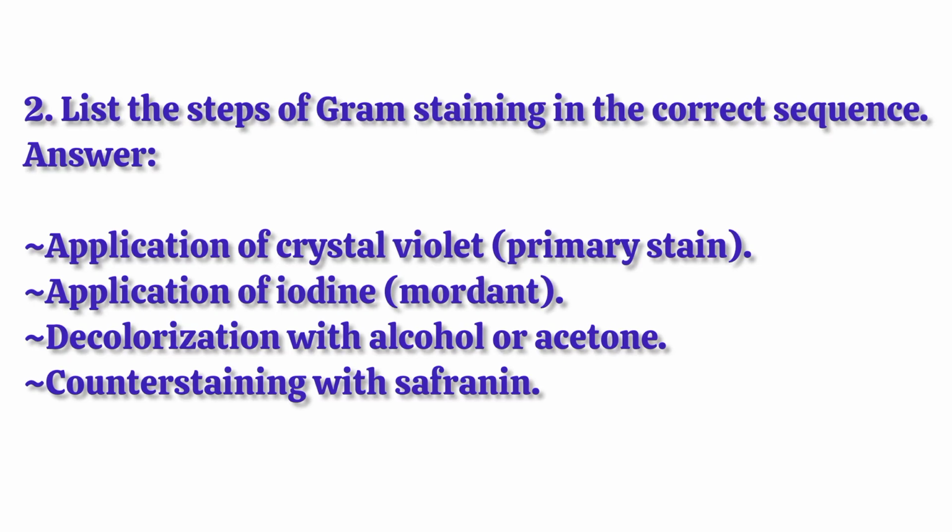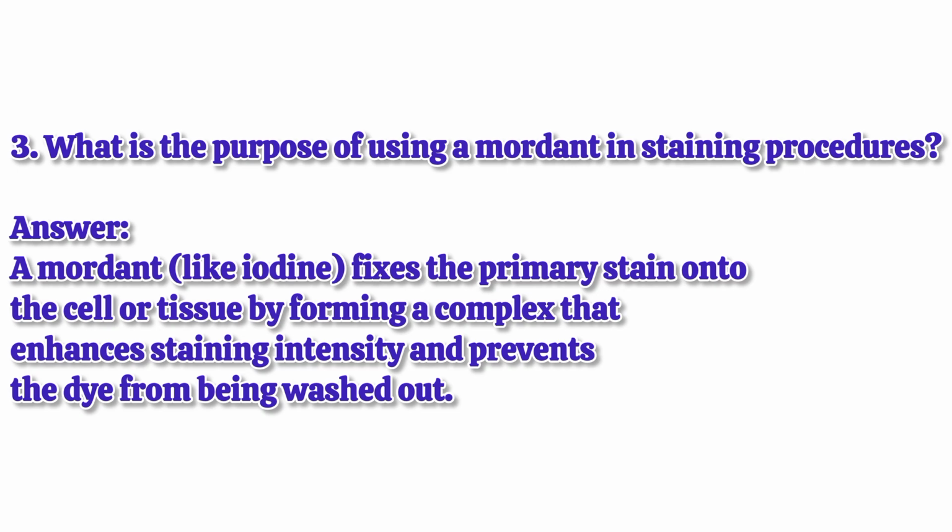2. List the steps of Gram staining in the correct sequence. Answer. Application of crystal violet, primary stain. Application of iodine, mordant. Decolorization with alcohol or acetone. Counterstaining with safranin.